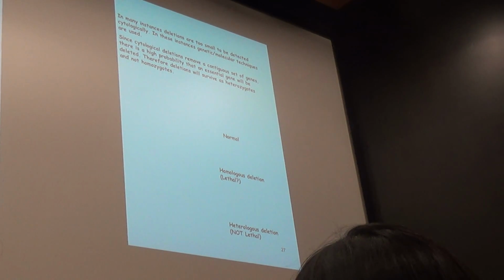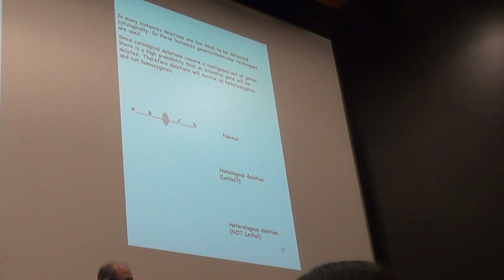Okay, so in many instances, deletions are extremely small, and you can't detect them by microscopy. And when we have those kinds of deletions, we'll use molecular techniques that we'll talk about later on in the class. For cytological deletions, large deletions, it's very likely when you have a large deletion that you're going to delete some essential gene. Because it's a large deletion, multiple genes are going to be deleted at the same time, and it's possible and very likely that you're going to delete an essential gene.